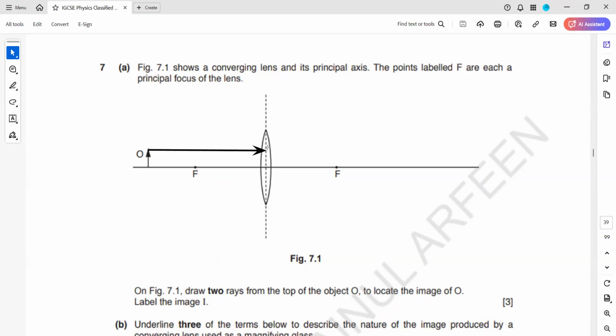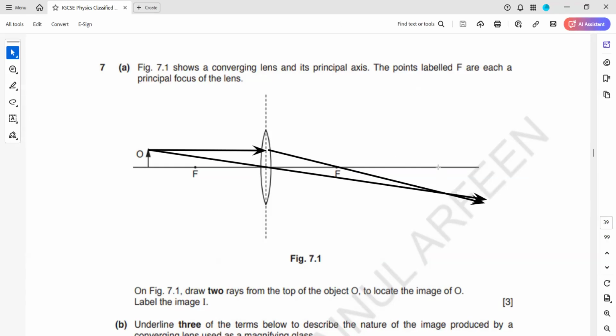A light ray parallel to the axis should pass through the focus. One through the center of the lens should pass straight, because a ray through the center of the lens will not change direction. The point where the two light rays meet or intersect should be drawn exactly from the tip of the object through the center of the lens until the two light rays meet. The point where the two light rays meet will be the image.